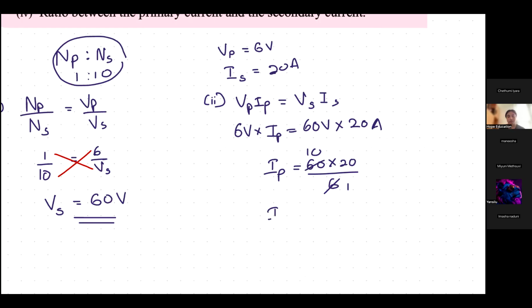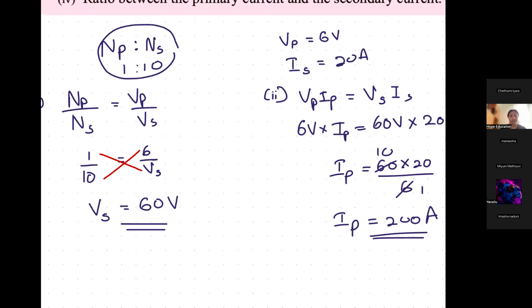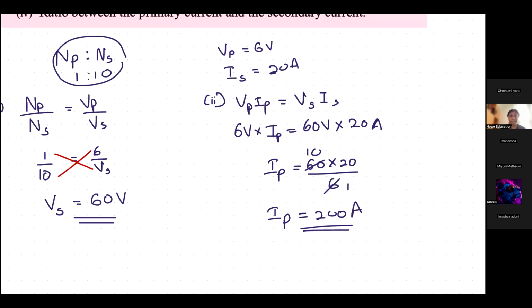IP is therefore 20 times 10, that is 200 amperes. Got it? So yes, 200 amperes answer is correct. Okay.